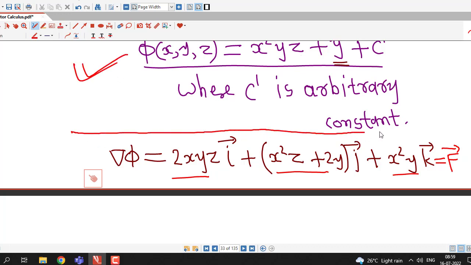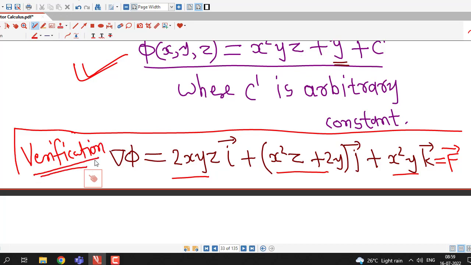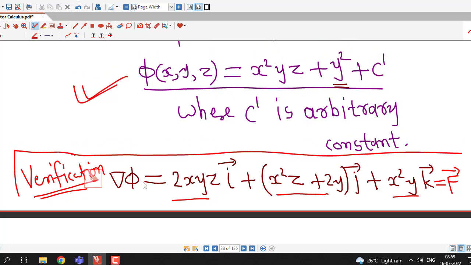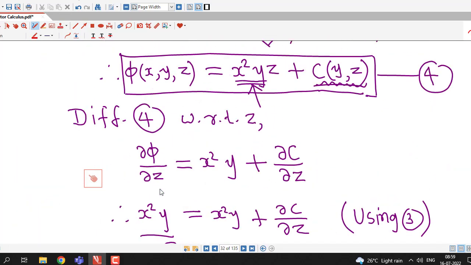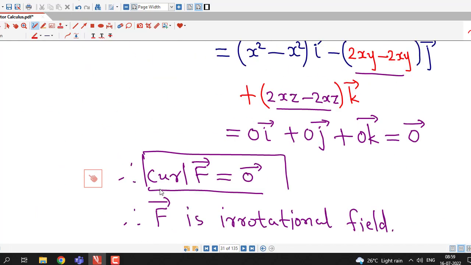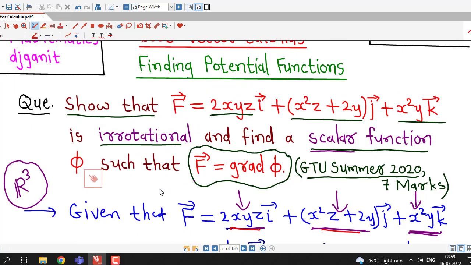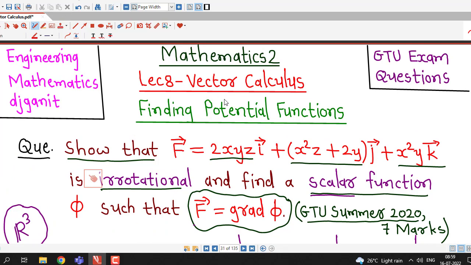This is just for your verification. You don't have to write this verification in the examination, but you can confirm that your answer is correct. Whatever scalar potential you have obtained, that is correct, because its gradient is equal to the given vector field. So they generally ask this type of question for 7 marks in every exam of vector calculus. And this is the third question which I have observed.